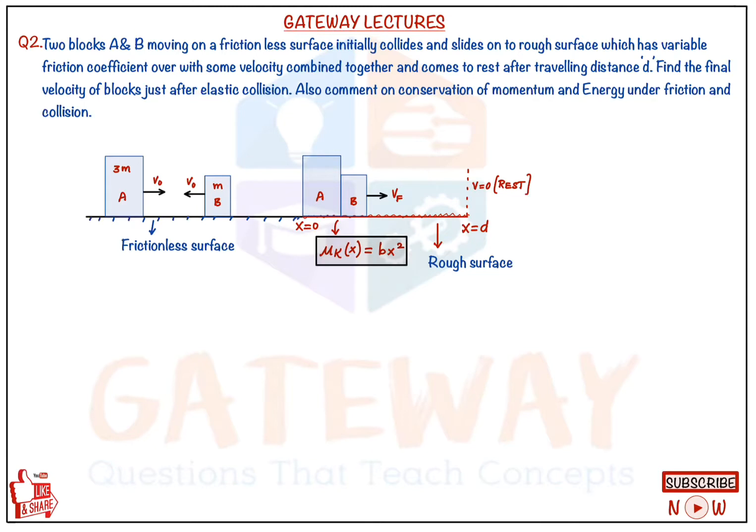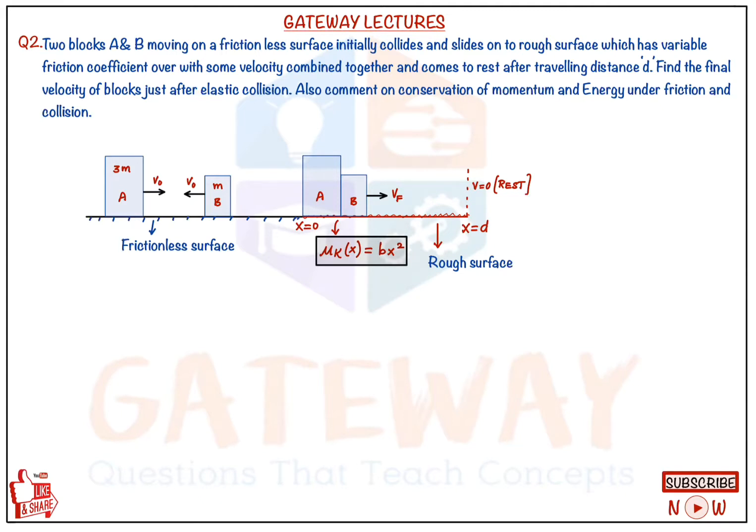So we need to calculate the final velocity of the blocks. Also comment on conservation of momentum and energy under friction. That is, how we can take conservation of momentum and conservation of energy under friction and collision. So let us solve the question.